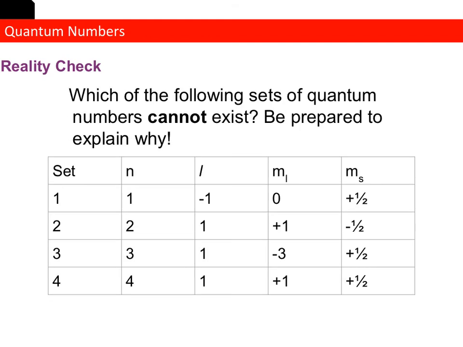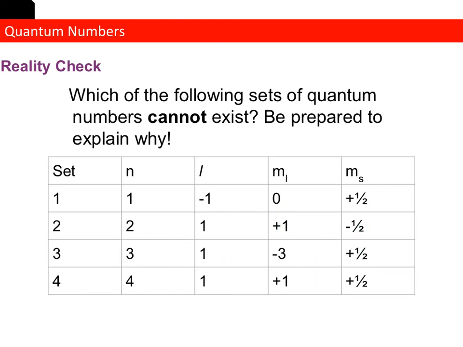Here's another example of a question you might see on an upcoming quiz or test. Take a look at the set of 4 quantum numbers that you see in this table. There's 4 sets, 1, 2, 3, 4. I've identified them as set 1, 2, 3, or 4. Now set 1 identifies these quantum numbers, and set 2, and so on and so forth.